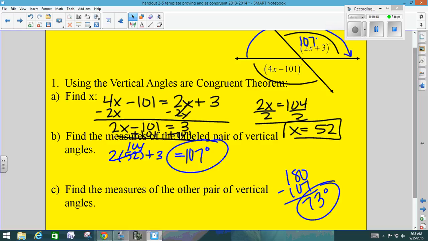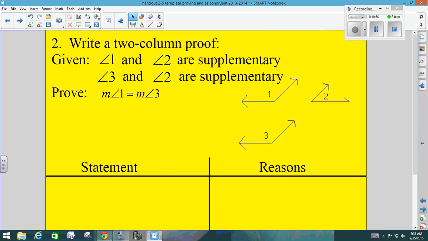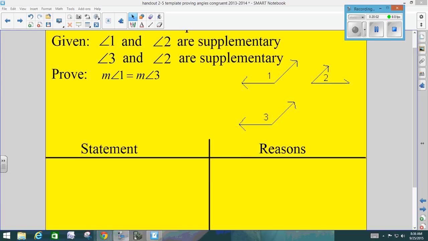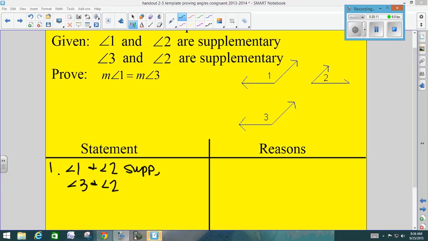All right, vertical angles theorem. Vertical angles are congruent. Example 2, a proof. What's your first step? Okay, copy it down. All right, so you're given angle 1 and angle 2 are supplementary, angle 3 and angle 2 supplementary. Given. Write it just as it says. I put the and symbol in there, and abbreviated supplementary, but 1 and 2 are supplementary, 2 and 3 are supplementary. We have to prove that the measure of angle 1 equals the measure of angle 3.